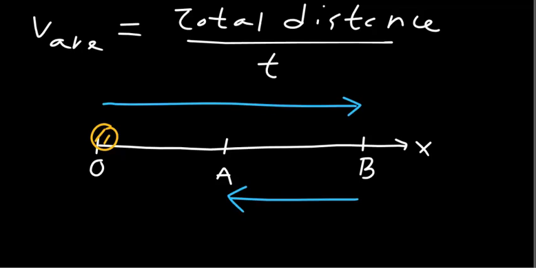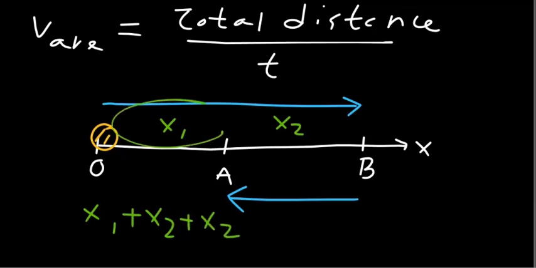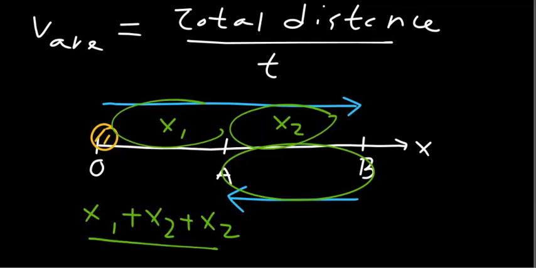In this case, let's say the distance between O and point A is x1, the distance between point A and point B is x2, then the total distance it travels is x1 plus x2, and another x2 as it goes from B to A. And the average speed is quite simply that sum divided by the time it takes to cover that distance.